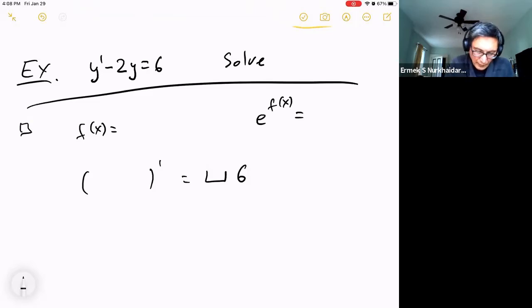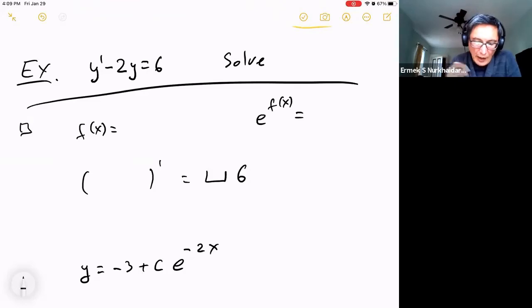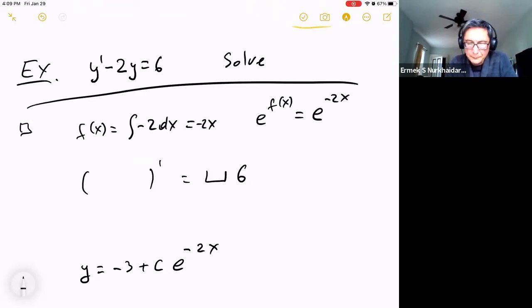Okay. I'm guessing the solution is supposed to be negative 3 plus constant times e to the negative 2x. I forget, that's my guess. So our f of x will be antiderivative of negative 2 dx, so negative 2x. So the integral factor will be e to the negative 2x. So we multiply both sides by e to the negative 2x, so we're going to get e to the negative 2x times y prime minus 2y equals 6 times e to the negative 2x.